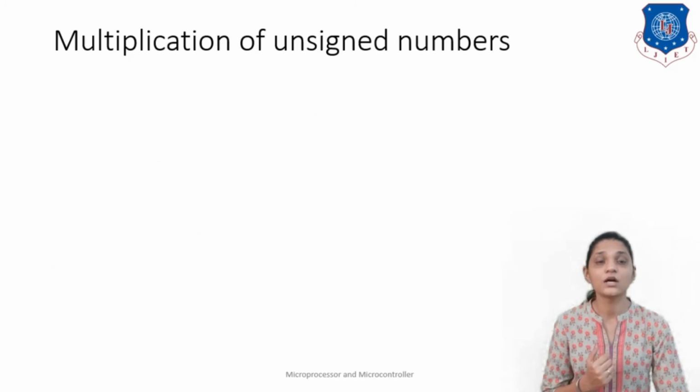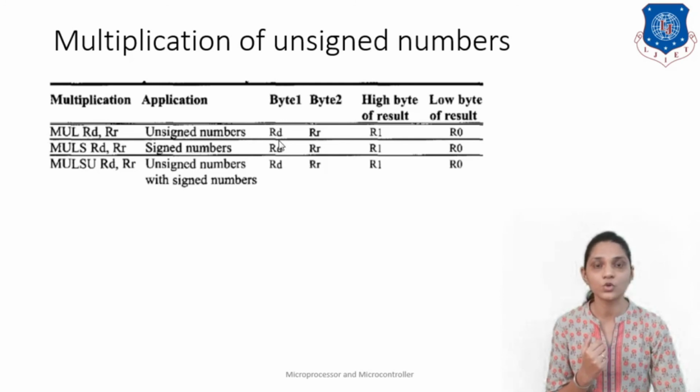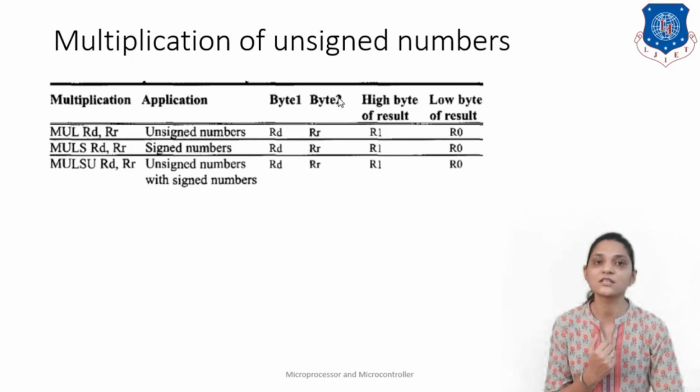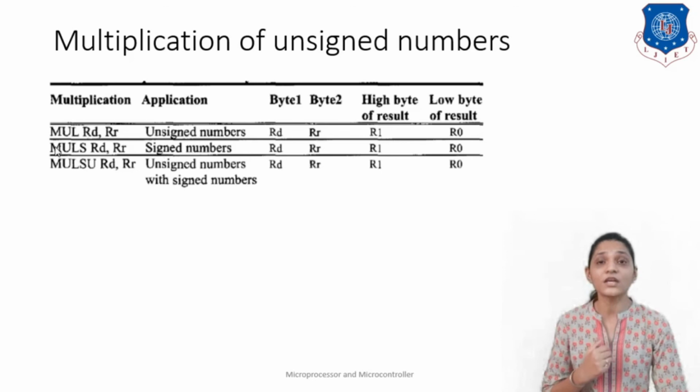Okay, so these are the multiplication instructions, like we can use MUL Rd, Rr for the unsigned numbers. Here we have operands stored inside the Rd and Rr registers. So the content is going to be multiplied and the result is going to be stored inside the registers R1 and R0. For any multiplication instruction, the result is going to be stored inside the R1 and R0 registers.